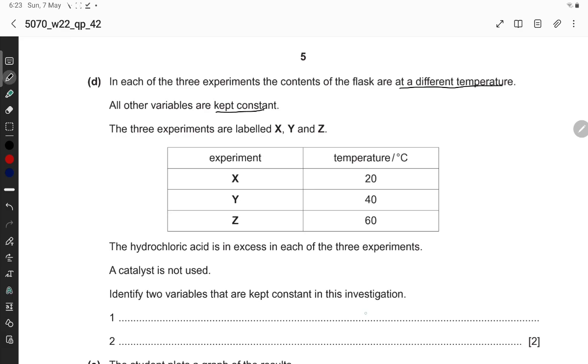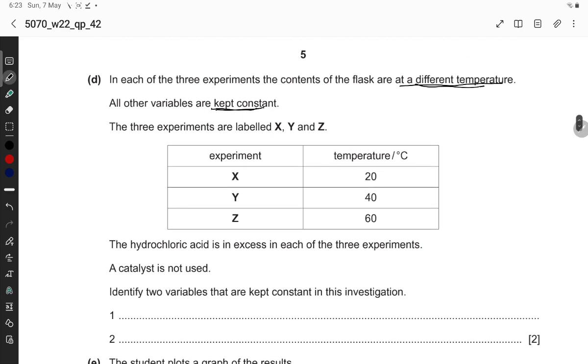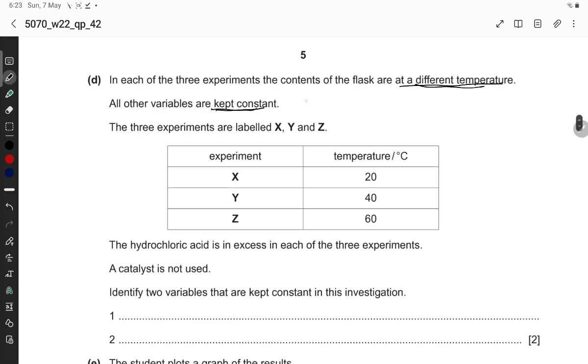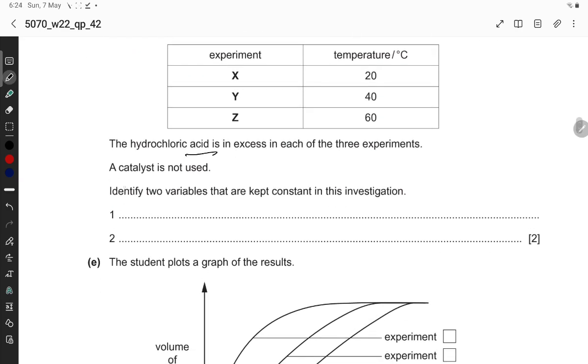Identify 2 variables that are kept constant in this reaction. Different temperatures, all other variables are kept constant, and hydrochloric acid is in excess. Concentration of the acid, mass of magnesium.